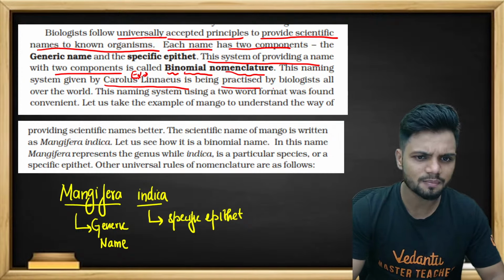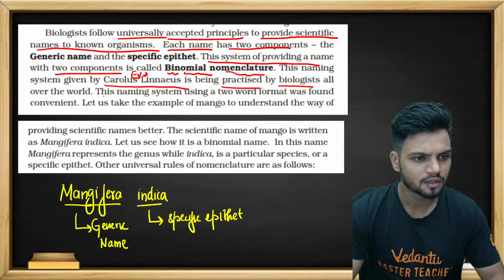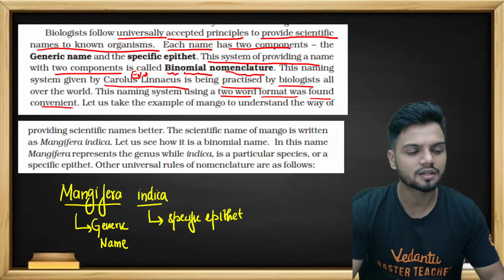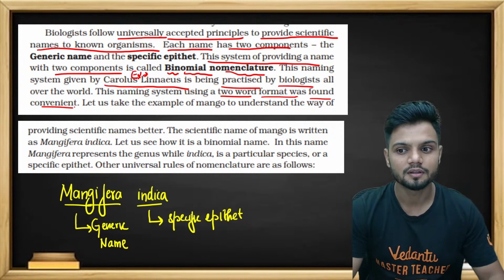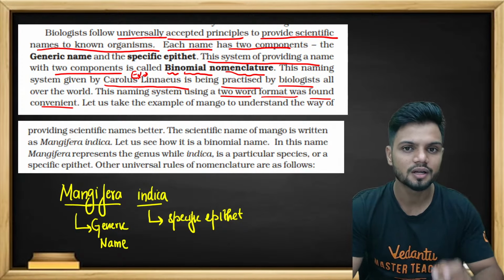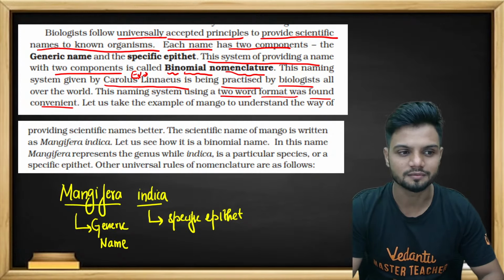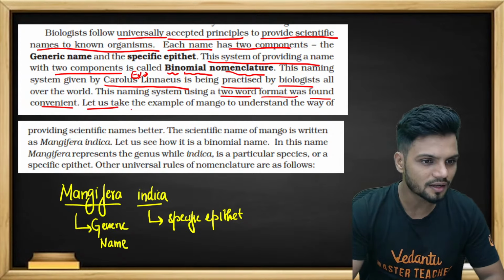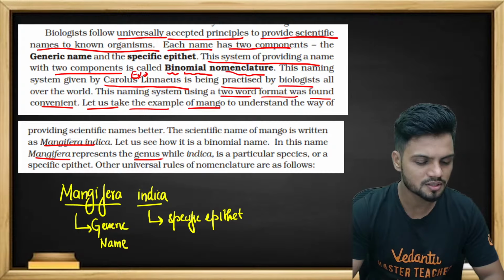It is practiced by biologists all over the world. This naming system uses a two-word format which was found convenient. Students, remember, there is something called trinomial, quadrinomial, mononomial nomenclature. But in your NCERT, they are only mentioning binomial. So learn binomial very well. Now let us take an example of mango to understand this. Mangifera indica. Mangifera represents the genus, while indica represents the species.